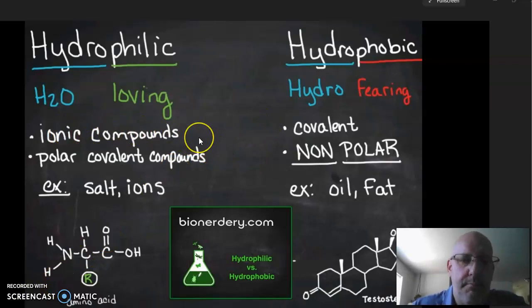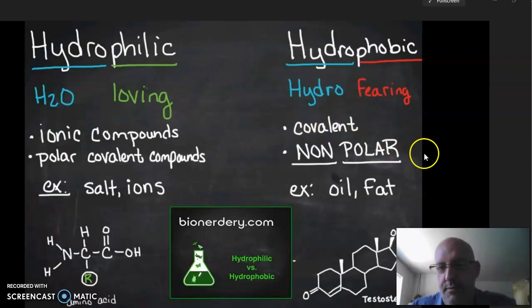Ionic compounds and polar covalent compounds, such as salt and ions, dissolve very quickly in water. They have a much weaker bond and therefore dissolve much easier than your covalent or nonpolar substances such as oil and fats, which have a much stronger bond and therefore separate themselves from water. They don't want to be near water and therefore have a stronger bond than your hydrophilic substances.